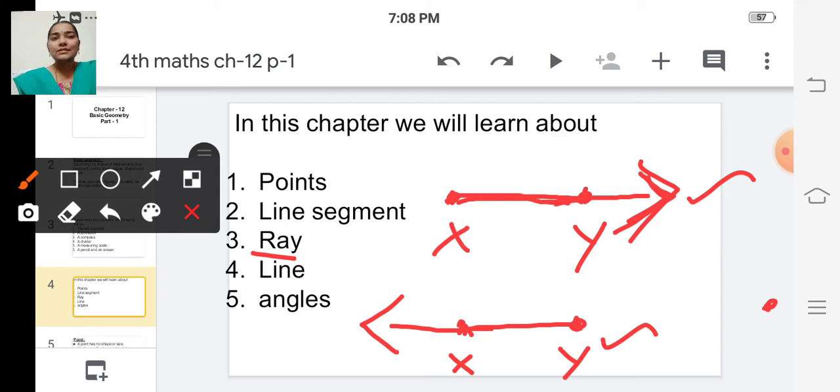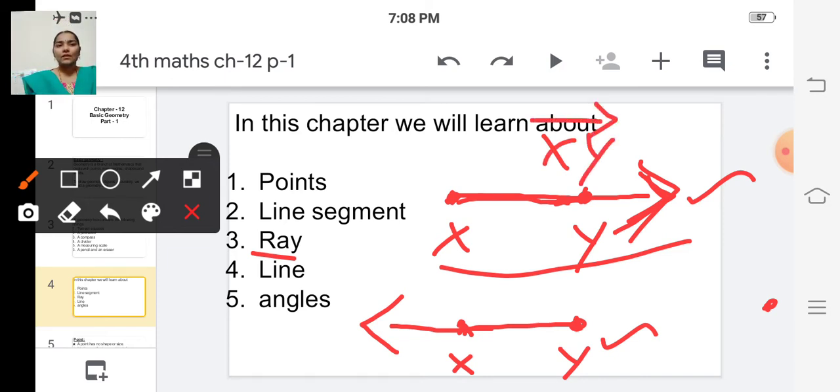Okay, and this is represented by XY, and we have to put one arrow mark above XY. Okay, this is called a ray.